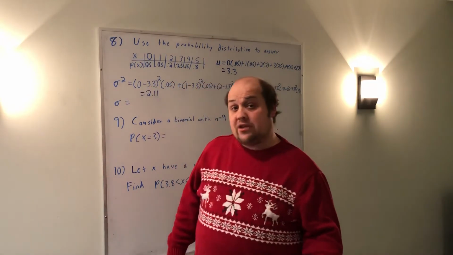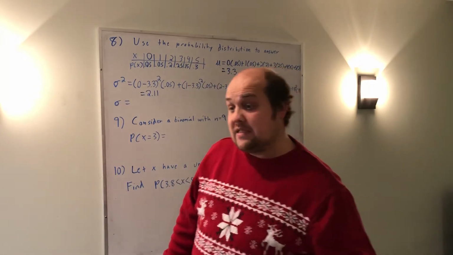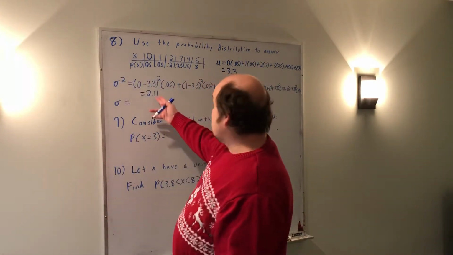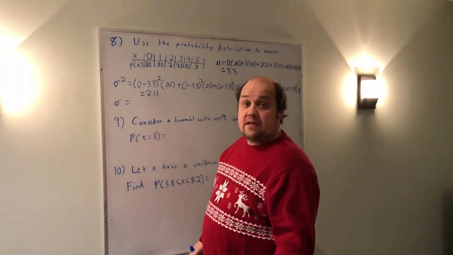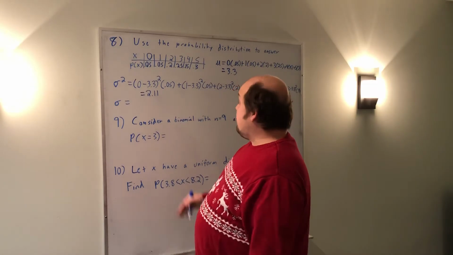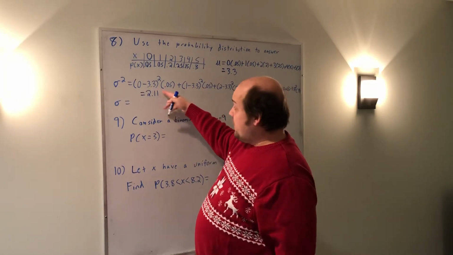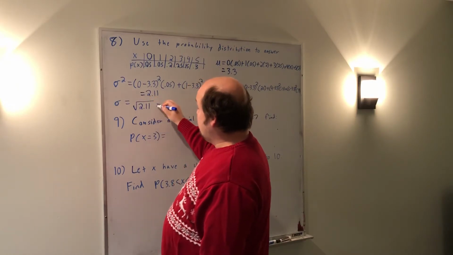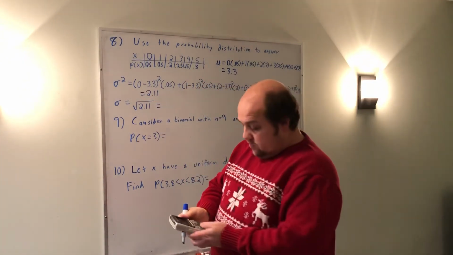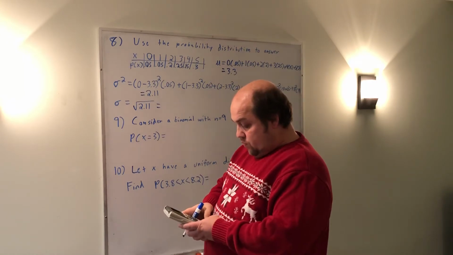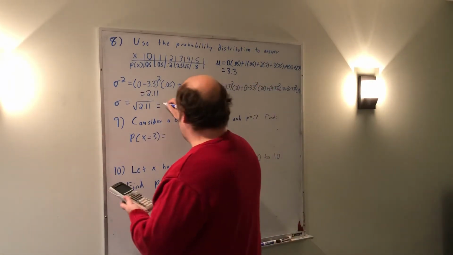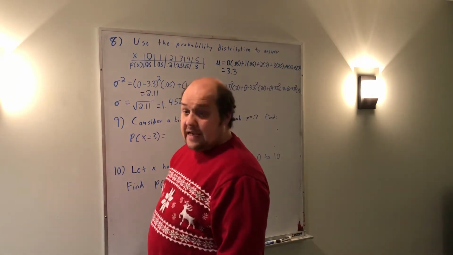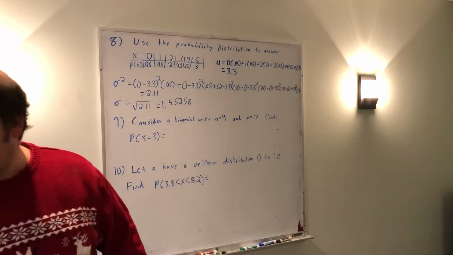I'd want to be careful and make sure I'm rounding to the right number of decimal places. It says to round to 2 decimal places. This is already to 2 decimal places, so I'm fine. To now get to sigma from sigma squared, this was the variance. To get back to the standard deviation, I need to take the square root of that 2.11. When I do that, the root of 2.11 gets me to 1.45258. Again, it tells me that all answers should be to 2 decimals for this one.